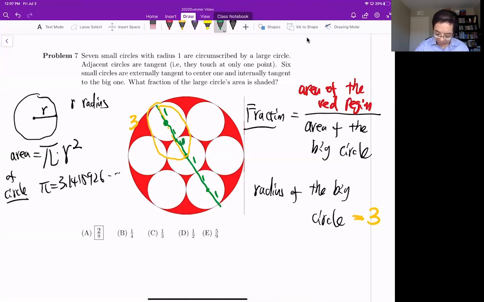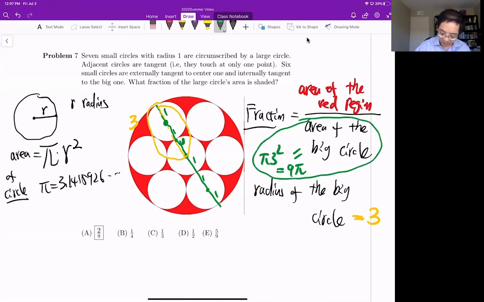Okay, so then we know the area of the bigger circle. This is just pi times 3 squared, which is 9 pi. So that's the area of the bigger circle. Now, how do we calculate the area of the red one? The red one is an irregular shape, which means we do not have a direct formula to calculate that. So what we use is cut and paste. How do we get the red? Because the red is basically the big circle minus 7 small circles.